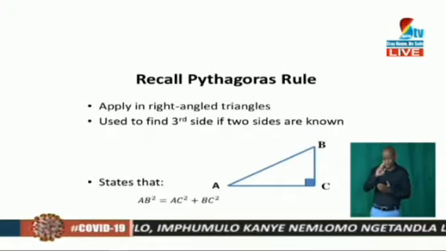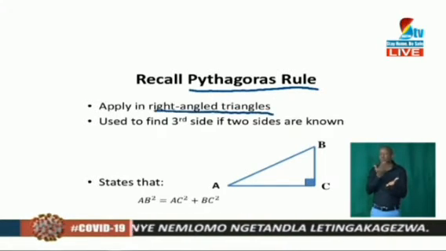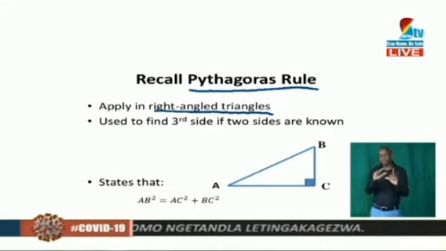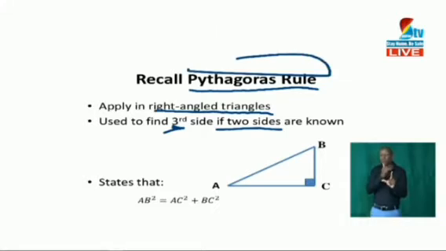Remember, Pythagoras rule applies in right-angled triangles. If two sides are known, you can find the third side, if you know two sides in a right-angled triangle, using this Pythagoras rule.